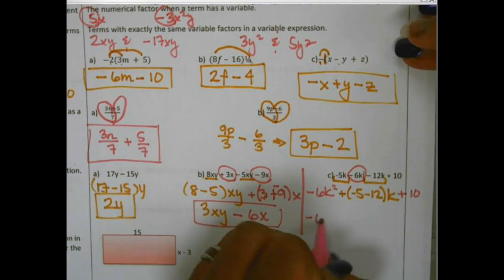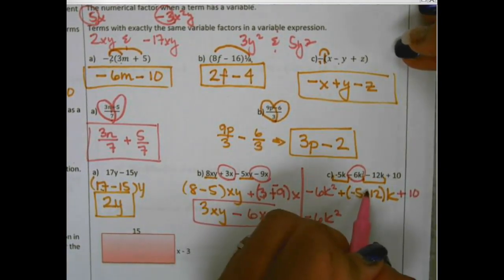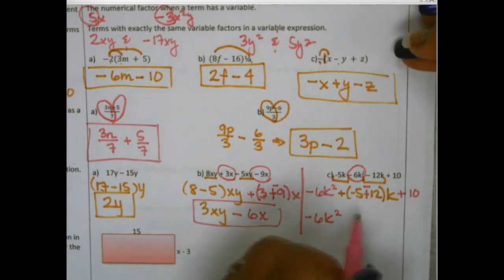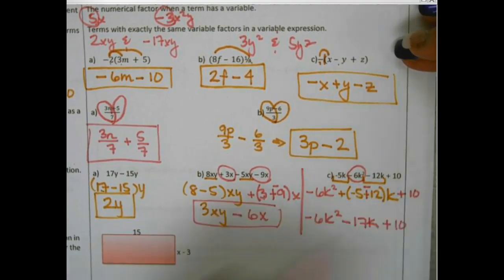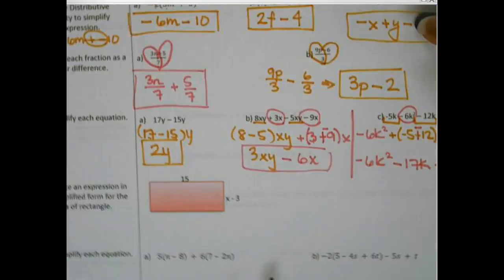Okay, negative 6k squared wasn't a like term for me. Negative 5 plus a negative 12, I just added the opposite, gives me negative 17k, and then that plus 10 at the end. That's it.